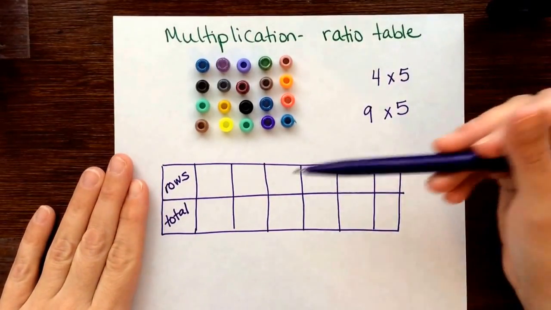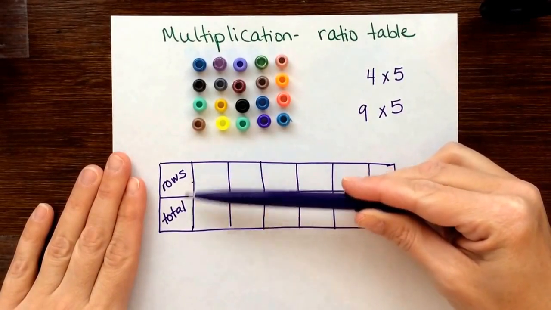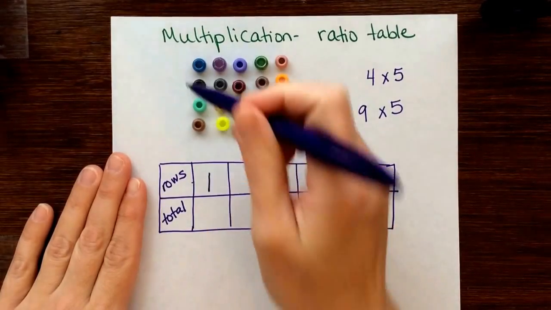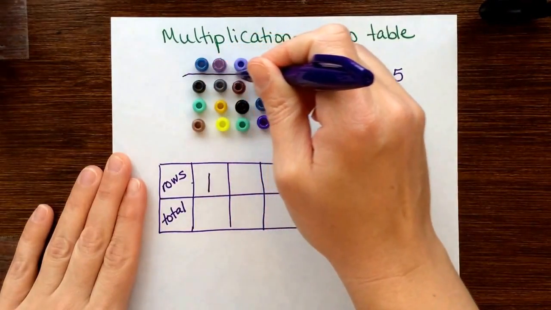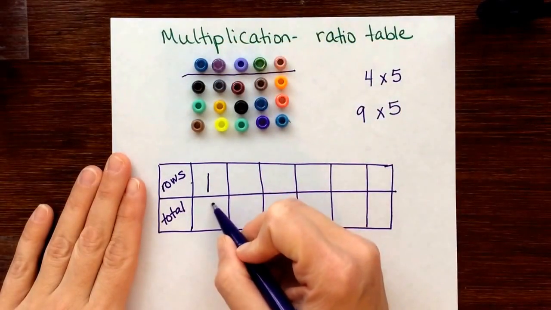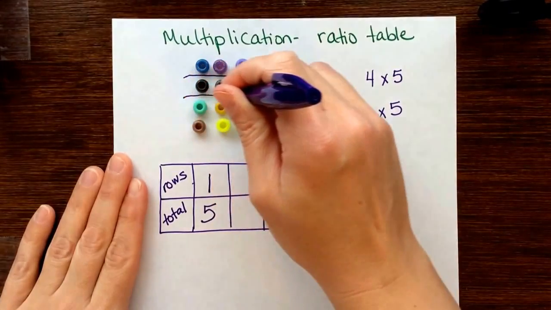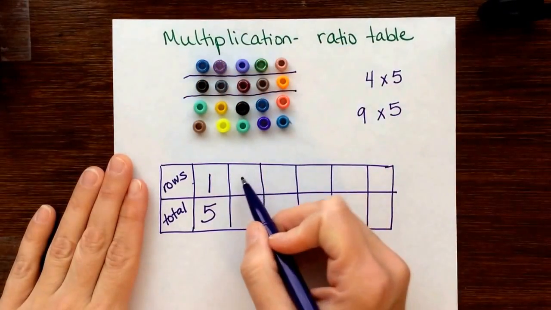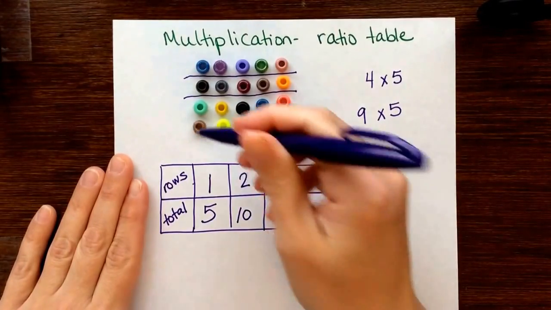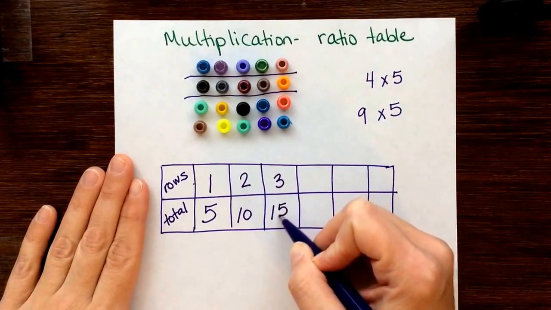So this is how a ratio table is organized. You have the row and then the total number. So if I only have one row of my array, I have how many beads? 5. If I have 2 of my rows, I then have 10. If I have 3, I have 15.